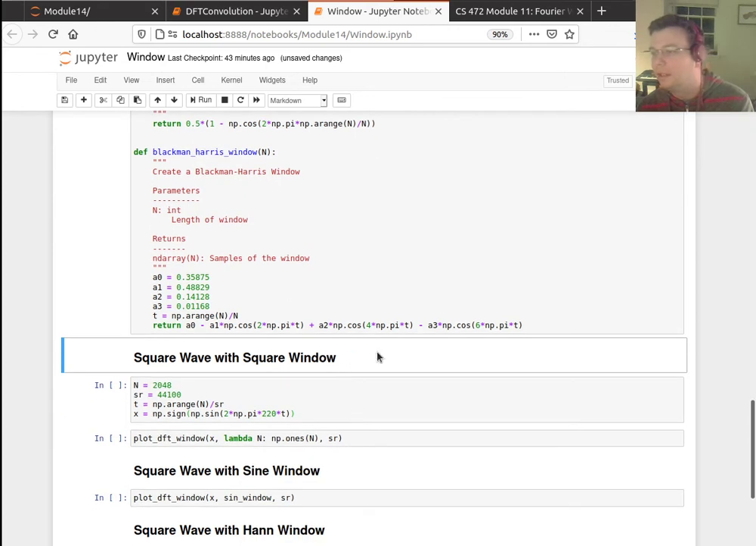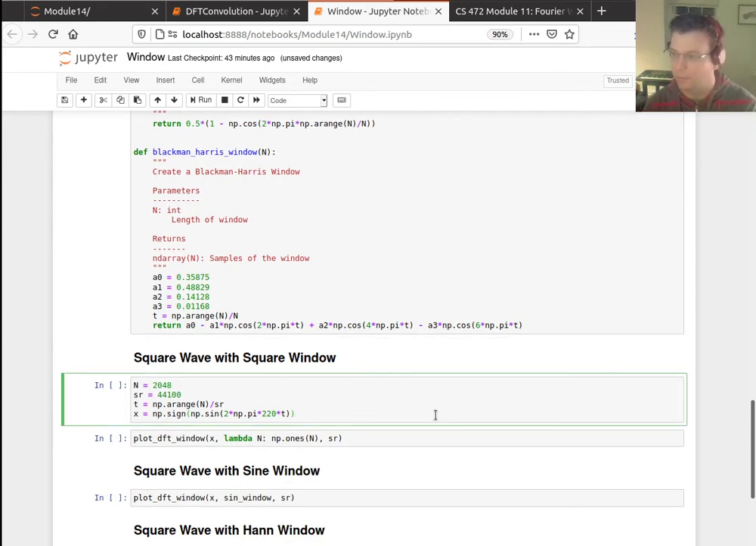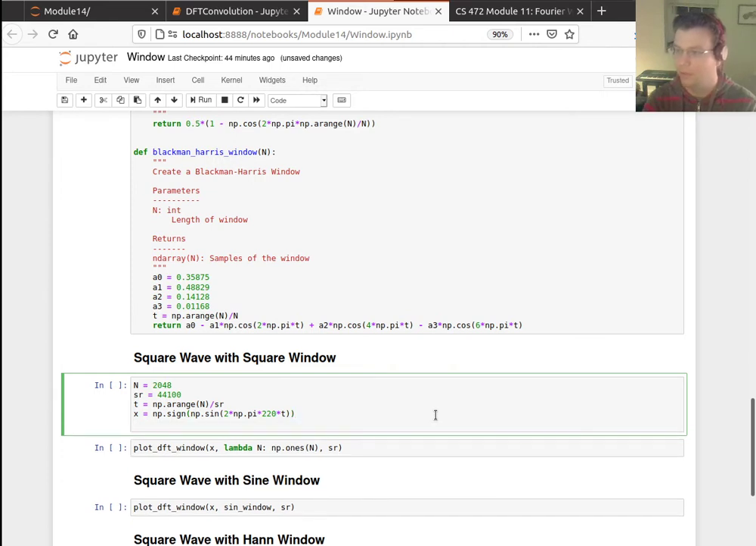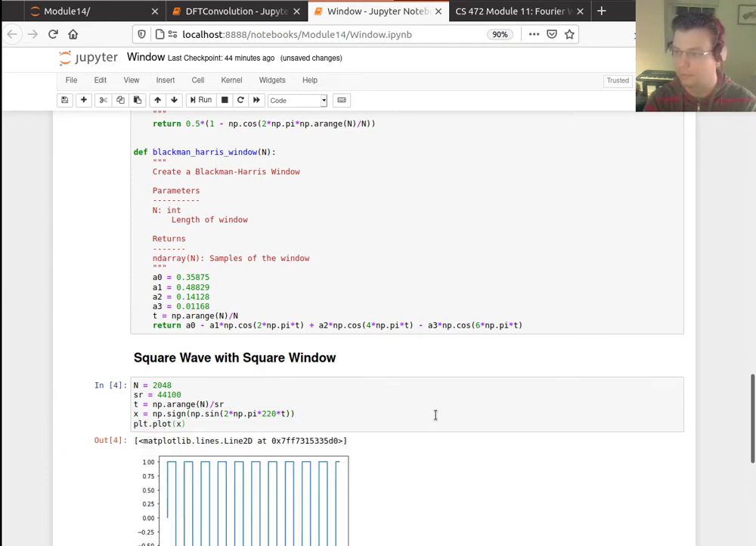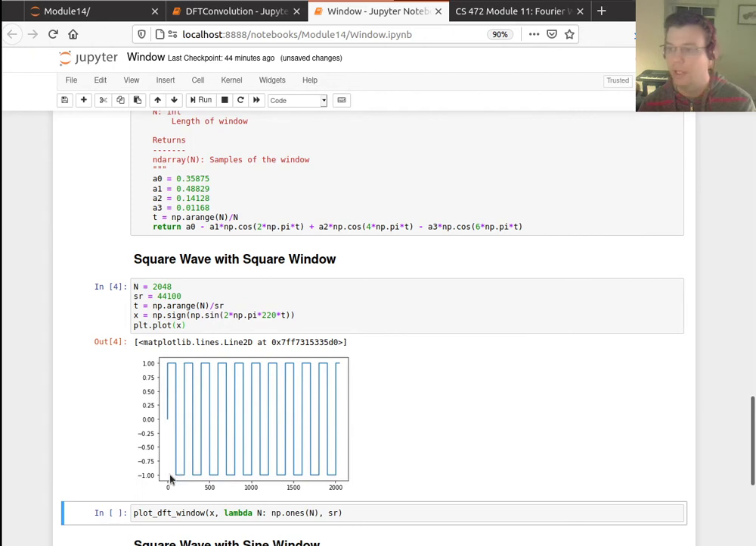They have different uses for different purposes. Okay, so let me make a signal that looks like this. So it's a square wave, and I'm going to window it.